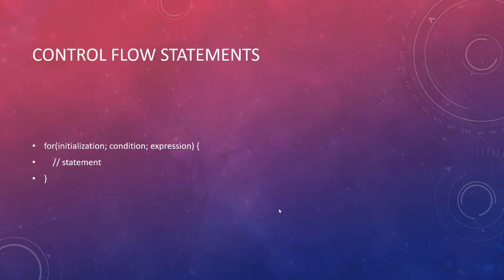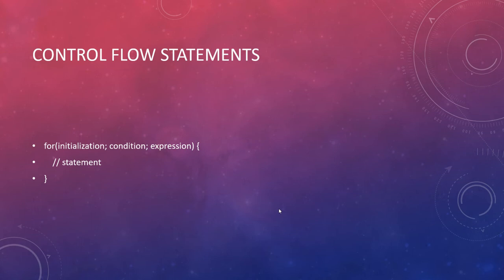So initialization is an expression evaluated once before the loop begins. Typically, you use the initialization to initialize a loop counter. So let's imagine we have to declare a counter, and we have to initialize that counter. We can use let counter equal to 0, or if we have already declared it, then counter equal to 0.